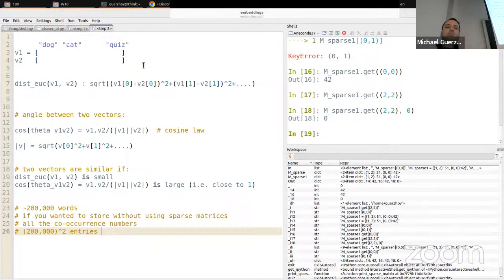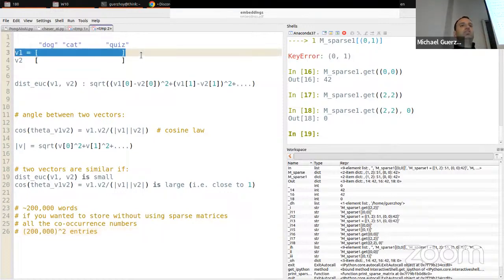So instead, what we're going to do is say, actually, most of the 200,000 words don't co-occur with each other at all. So we're going to use sparse vectors in order to store this.